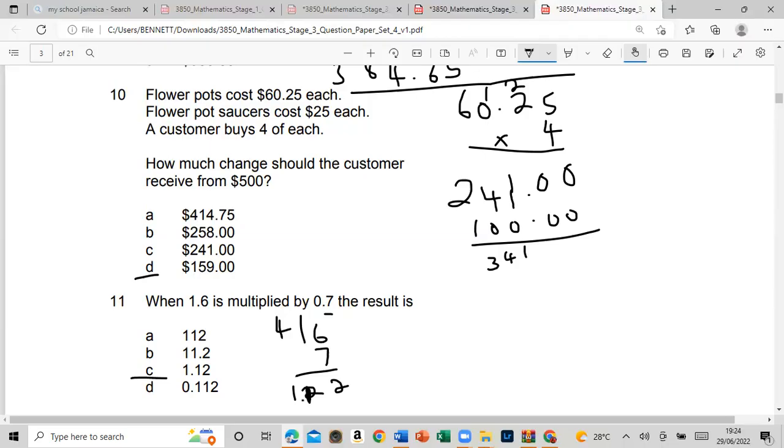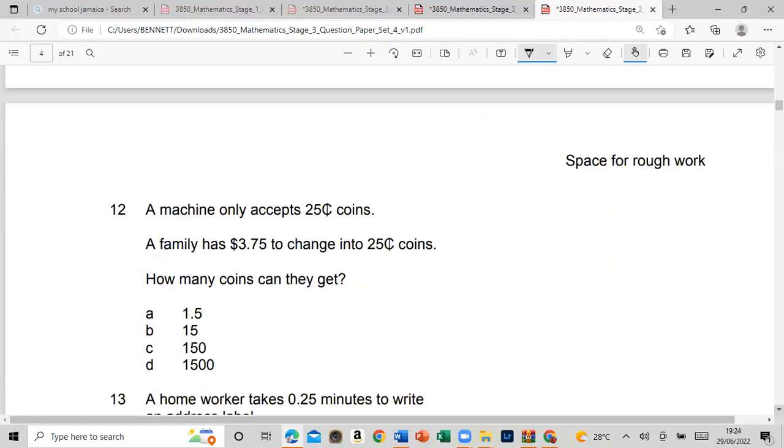All right. Let's move on to number 12. A machine only accepts 25-cent coins. A family has $3.75 to change in 25-cent coins. How many coins can they get? All right, I'm going to look at it practically. 4 of them make $1, right? So that with 4 make $1. $1 and a $3. So that's a 12. So you can get 12 with the $3 and then the 75 you get 3 more. 25 cents, 50 cents, 75 cents. I mean I get 15.